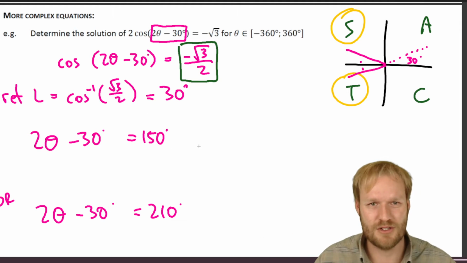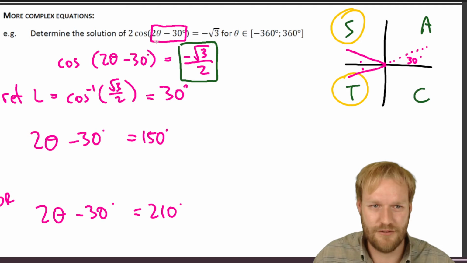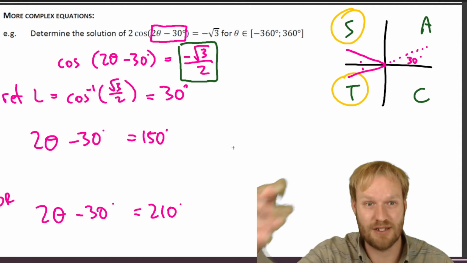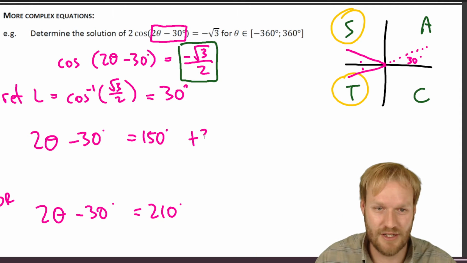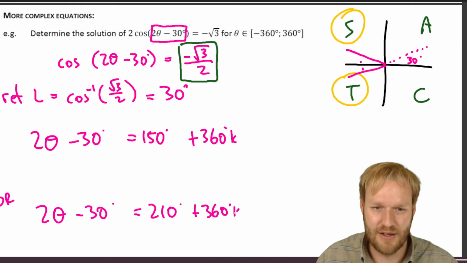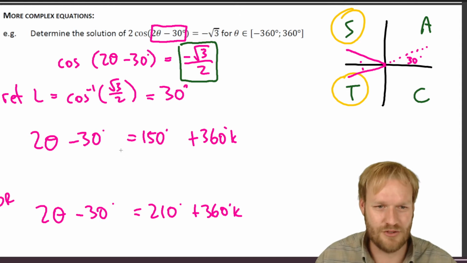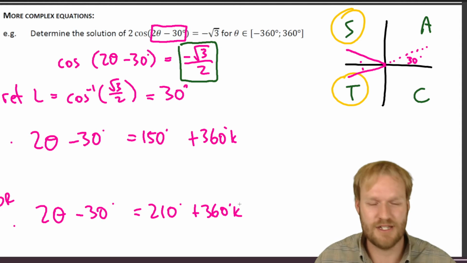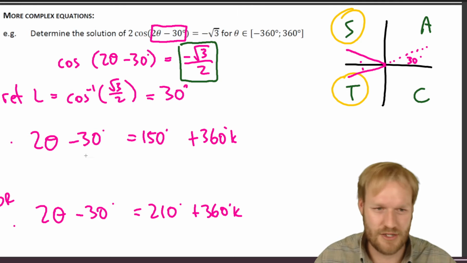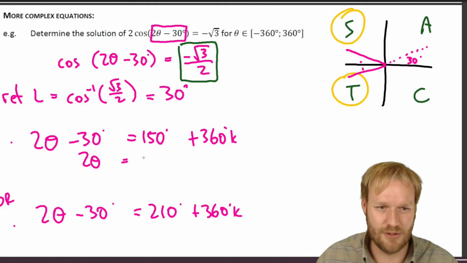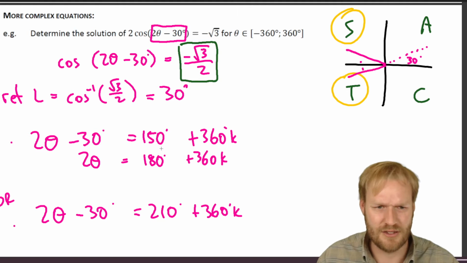They're the two options. But the graph of cos θ repeats itself every 360 degrees, so plus 360k, plus 360k. I'm going to come back to the period of this 2θ in a second. Now we've just got two nice equations that we solve. Add 30 to both sides: 2θ equals 180 degrees plus 360k. Just think, we're adding to the constants, not to the variables, like terms.